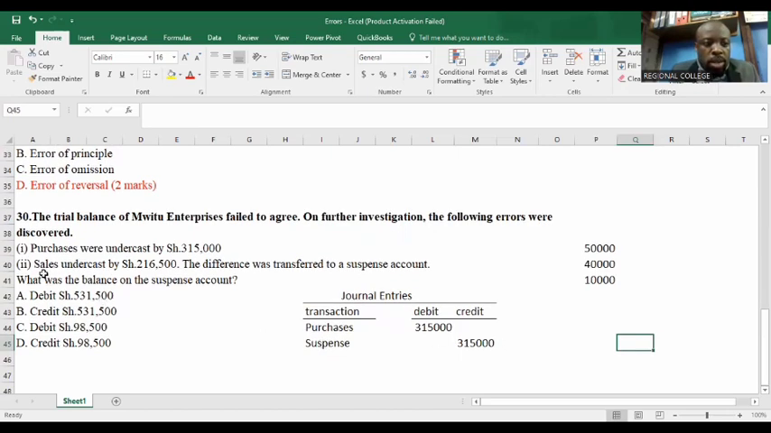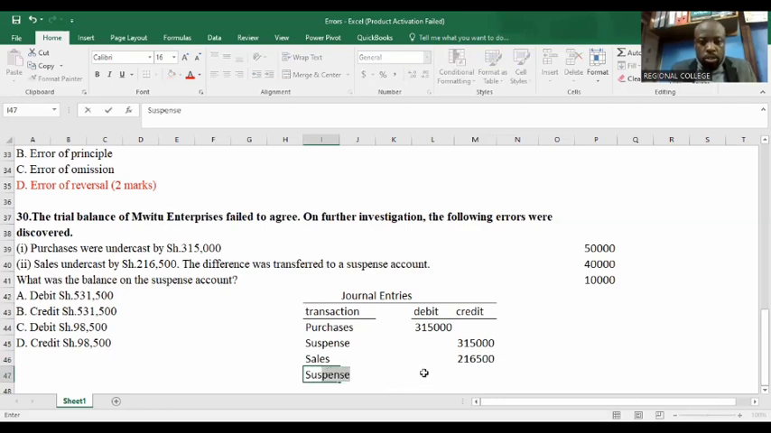The second one is telling me that sales is undercast. Again, the sales account has been undercast. And remember, sales is an income. Anytime you are recording values in the sales account, it has to be credited. So they did credit by 216,500. So my sales account has to be credited by 216,500. Then, because I don't know the reason why I arrived at that undercast, I just transferred it to my suspense. So this time suspense will take that value to the debit because the credit has been taken by sales. And those are the only two transactions that were there.